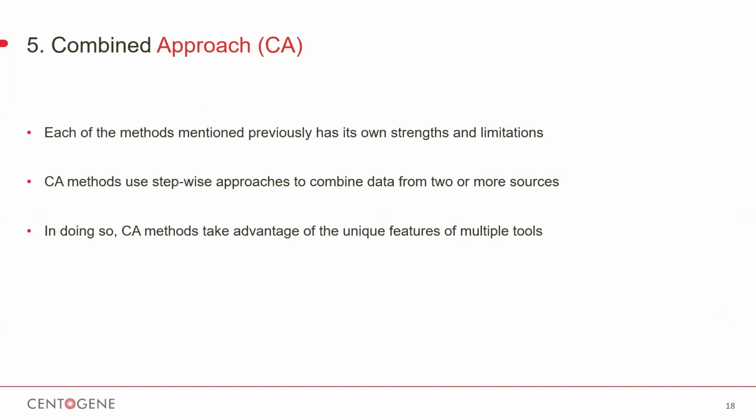The fifth approach and the fifth strategy is the most commonly used worldwide and in most genetic labs, where it is combining two or more of the previously discussed tools. As each tool has its limitations, its own strengths and weaknesses, utilizing two or more strategies can help to gain the advantage of the unique features of each tool and increase the sensitivity of the true calls.